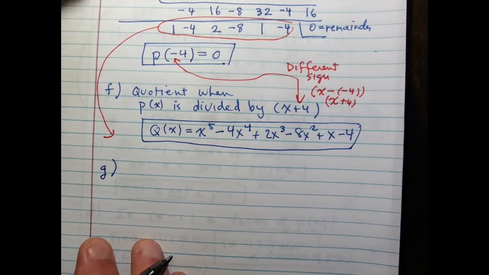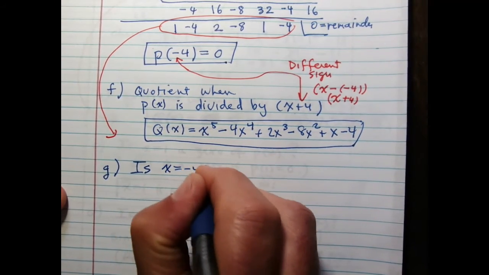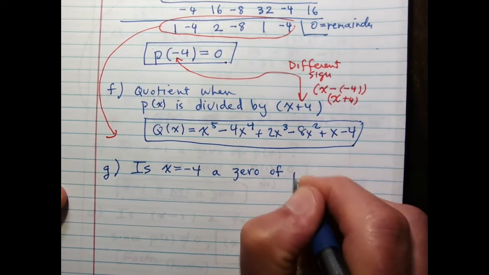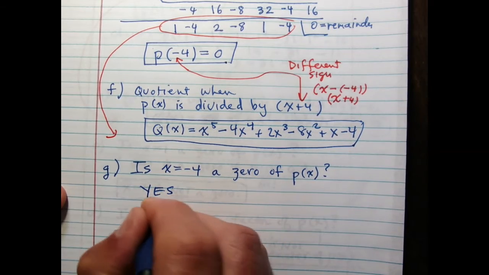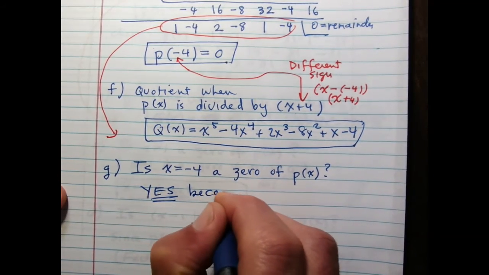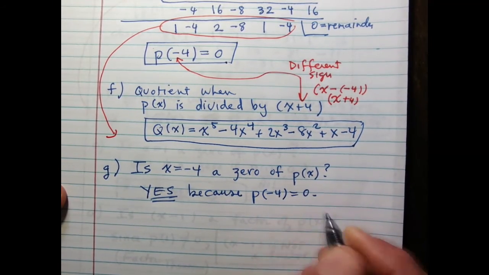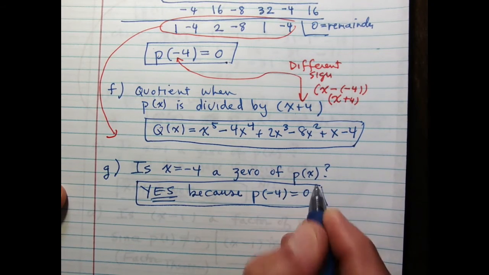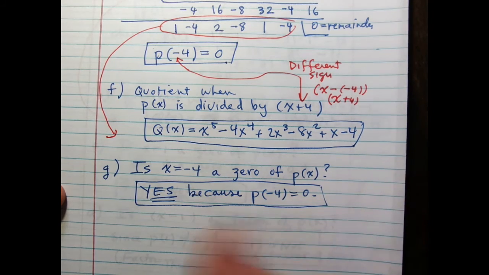G, the question for G was, is x equals negative 4 a 0 of P of x? And here the answer is yes, because P of negative 4 is equal to 0. That's exactly what it means to be a 0. So the graph of this crazy polynomial would have an x-intercept at negative 4.